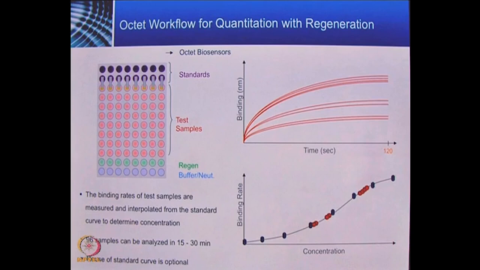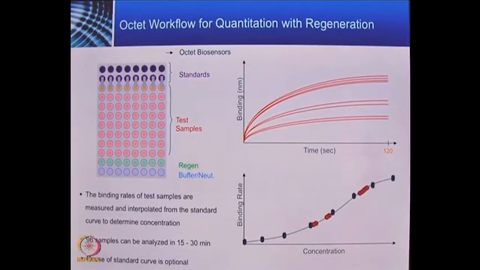One advantage of using BLI technology to analyze the concentration of molecules is that it is able to analyze multiple samples at the same time. It only takes about 15 to 30 minutes to finish analyzing 96 samples. Depending on the assay you are using, you can regenerate the biosensors, which means that you only need 16 or 8 biosensors to analyze the whole 96 well plate or 384 well plates. So this dramatically facilitates the application of BLI technology in the pharmaceutical industry as well as in the academic research field.